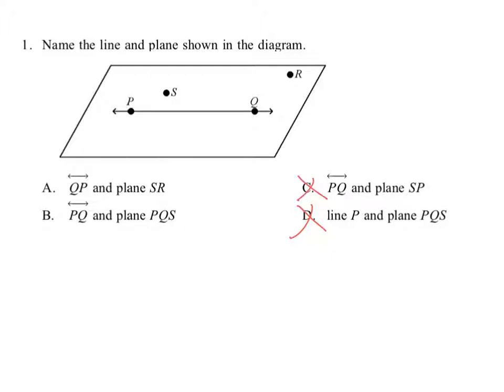This is not enough. 2 points here or here is not enough to describe the plane, and it's got to be B, and we're done.